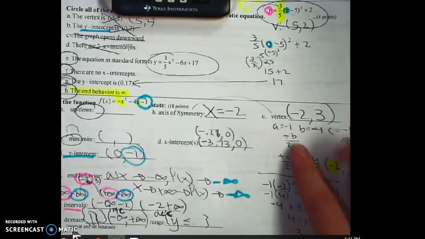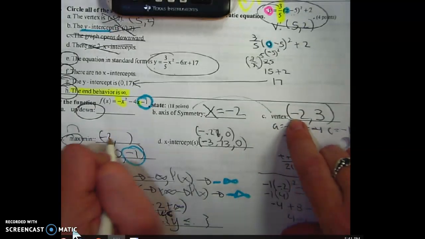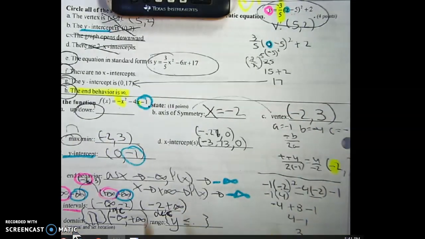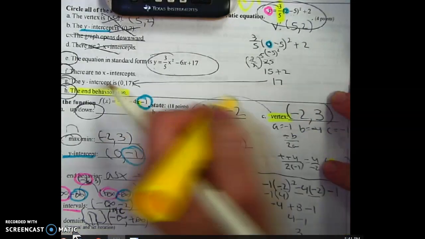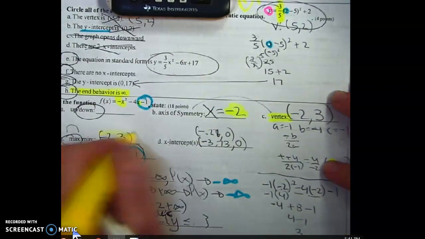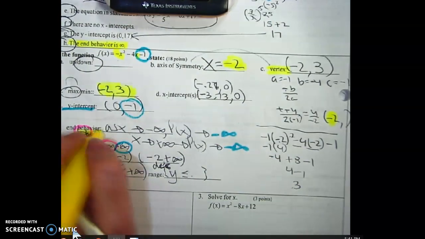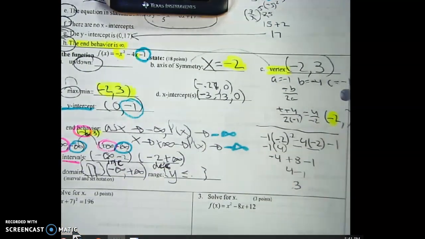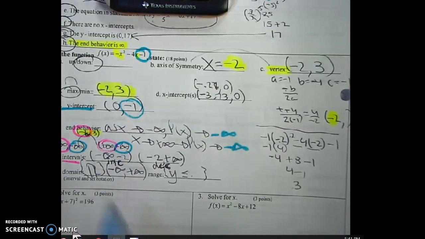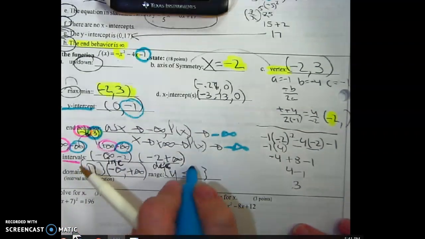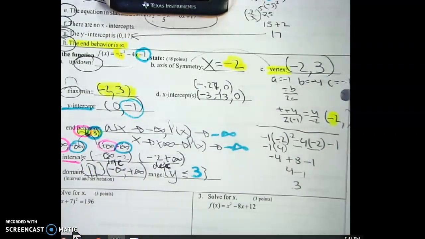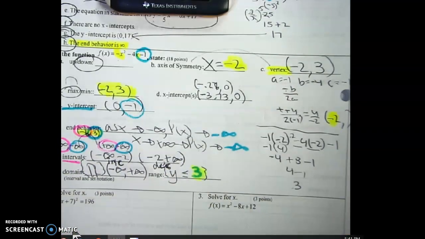All right, the max and the min is based on the vertex. The vertex is -2, 3. So let me show you all the power the vertex has. It affects the axis of symmetry. It affects this over here. It also affects, in a sense, when you're talking about the end behavior. And it also focuses on the range, which is the y value of your vertex. So it's affected in a lot of places.